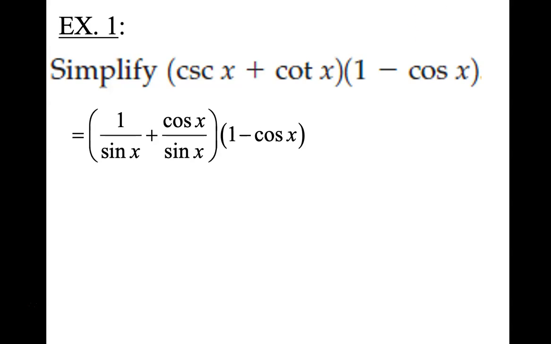I'm going to actually start off writing stuff as sines and cosines. So I'm going to write the cosecant as 1 over sine. I'm going to write the cotangent as cosine over sine, and then leave the 1 minus cosine alone.